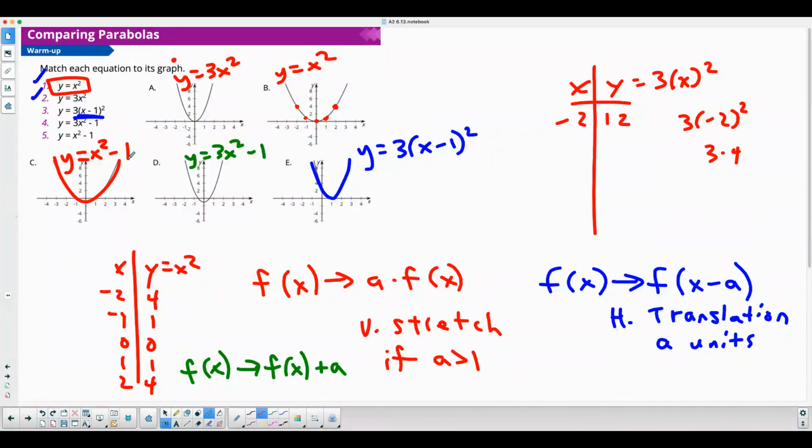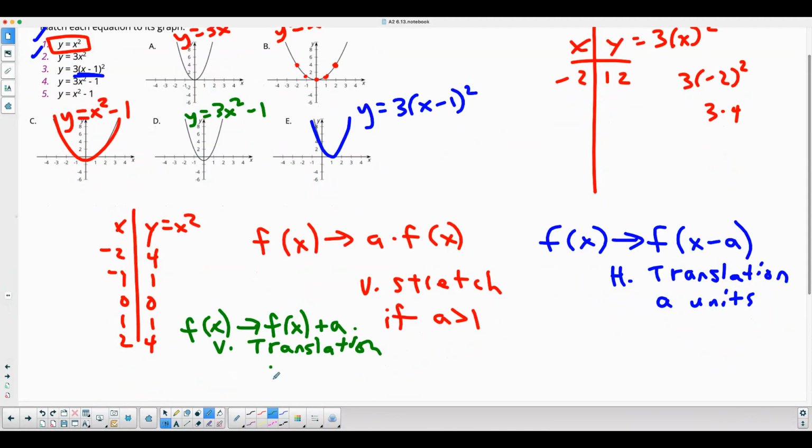A little review on translations and stretches. So this one here, I forgot to write, was vertical translation. Okay. Or not K, A units. The old book that we used to teach out of used K, but I think our book used A for everything. So, all right, on to the next.